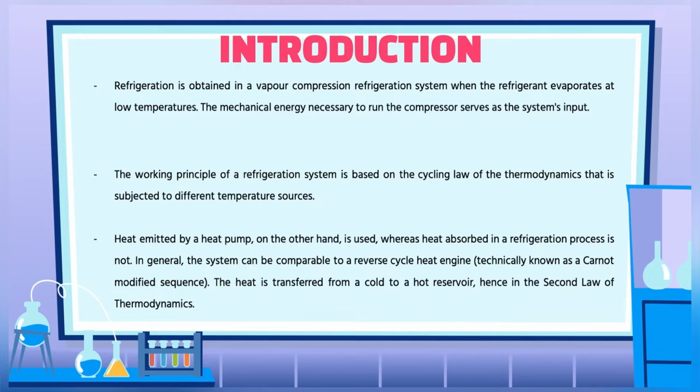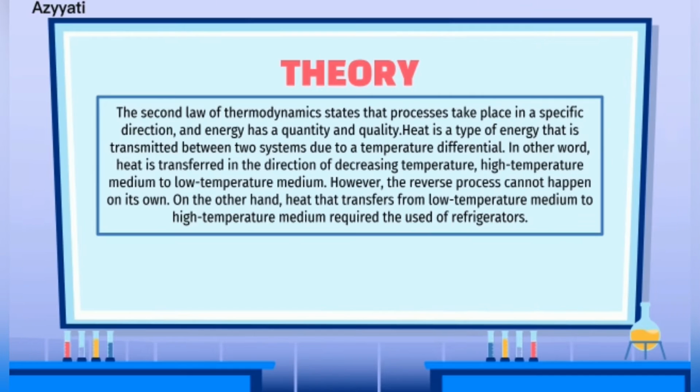The pressures in the condenser and evaporator are measured using a pressure gauge. Similarly, temperature sensors are installed at the inlet and exit of the evaporator and compressor. Theory of this experiment: the second law of thermodynamics states that processes take place in a specific direction and energy has a quantity and quality. Heat is a type of energy that is transmitted between two systems due to a temperature differential. The reverse process cannot happen on its own. Therefore, transferring heat from a low temperature medium to a high temperature medium requires the use of refrigerators.